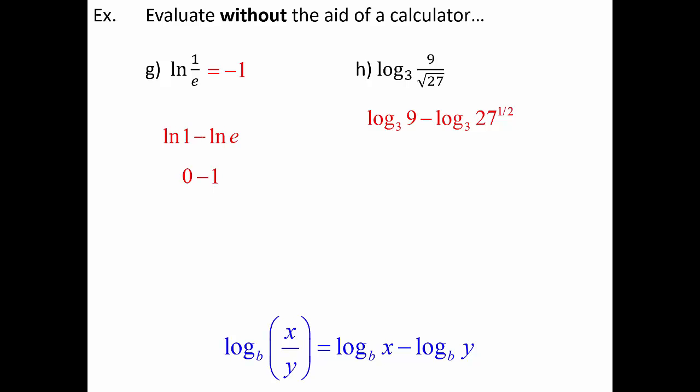So log base 3 of the top minus log base 3 of the bottom. Notice that I've rewritten square root of 27 as 27 to the 1/2. That's going to allow me to bring that 1/2 to the front using the power rule. And then log base 3 of 9, that's going to be 2. Log base 3 of 27, that's going to be 3.